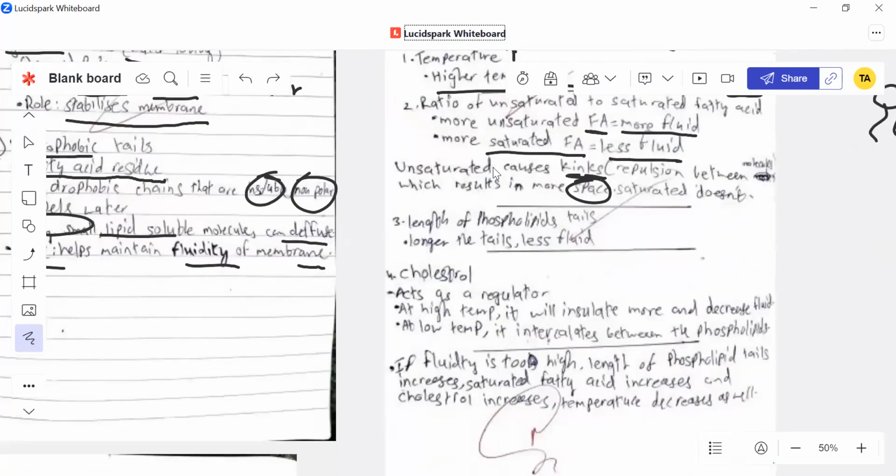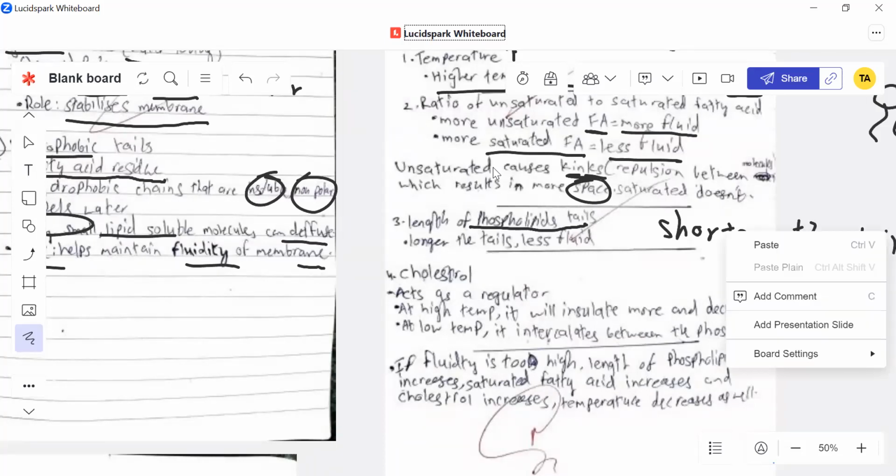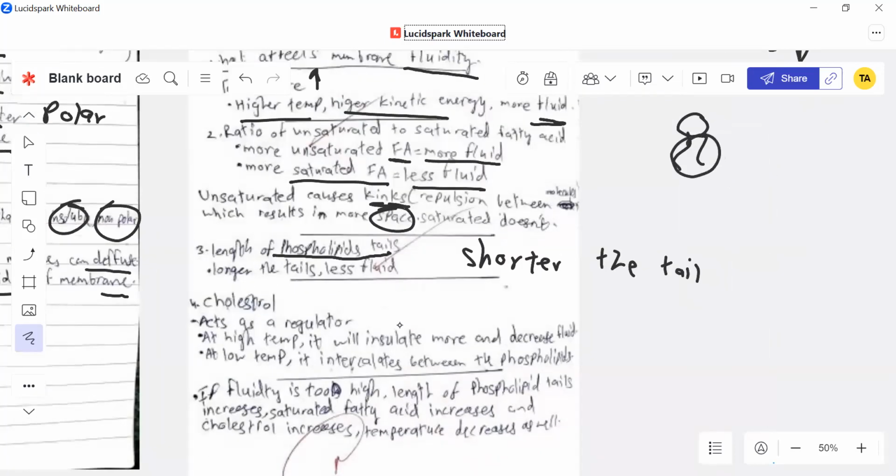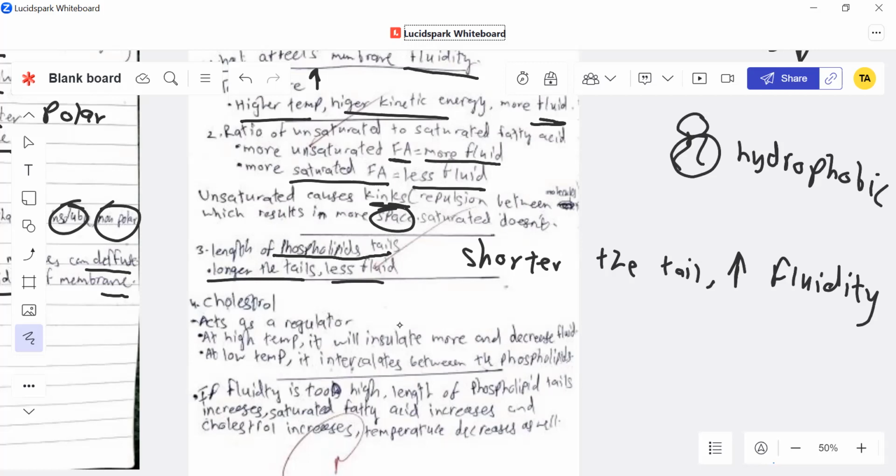So the third thing that affects fluidity is the length of the phospholipid tails. So the shorter the tail. Which tail? The tail of the phospholipids. These tails right here, which are hydrophobic. So the shorter the tail, the greater the fluidity. So the fluidity will be greater if the tails of the phospholipids are shorter. So the longer the tails, the less the fluidity; the shorter the tails, the greater the fluidity.